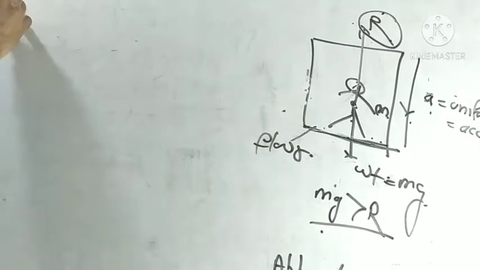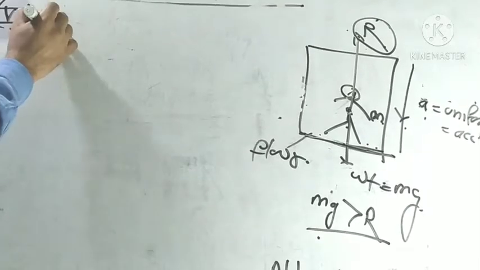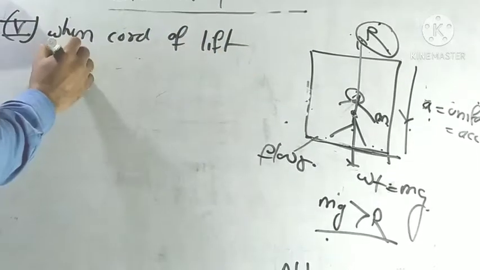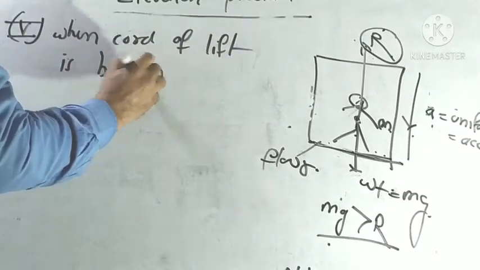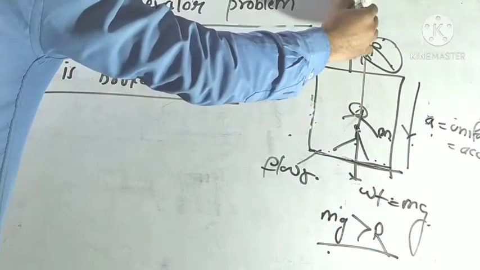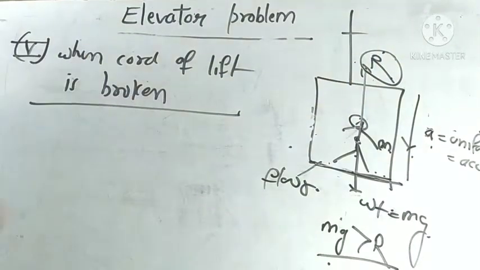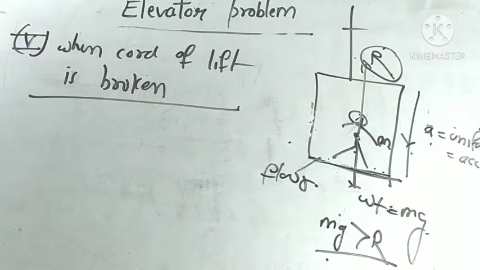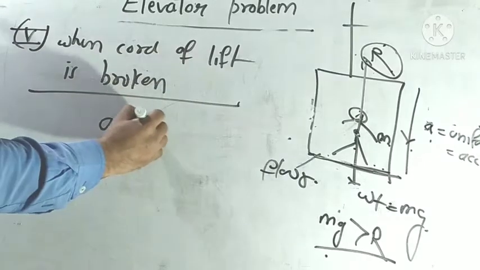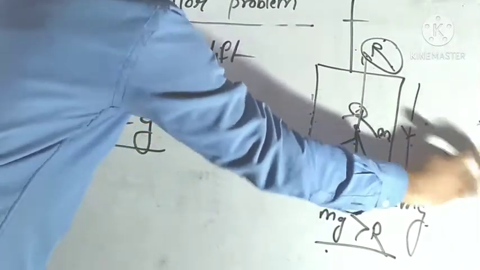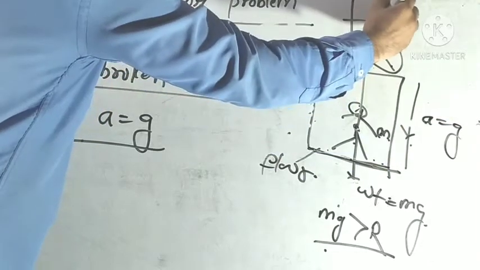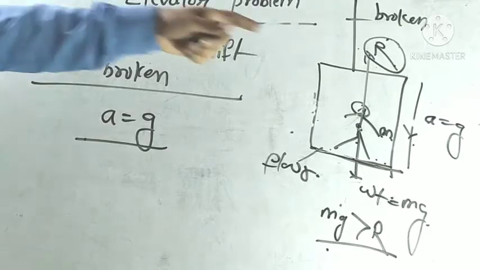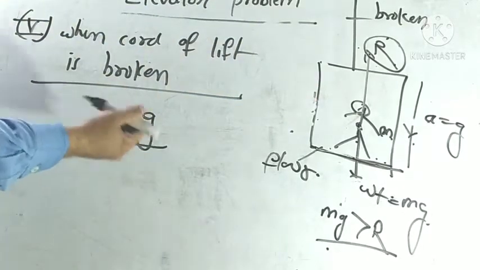Case number 5. When the cord of the lift is broken. When this cord of the lift is broken, in this case, this lift starts falling freely. In this case, acceleration is equal to g. When the cord is broken, the lift starts falling freely, and acceleration is equal to g.